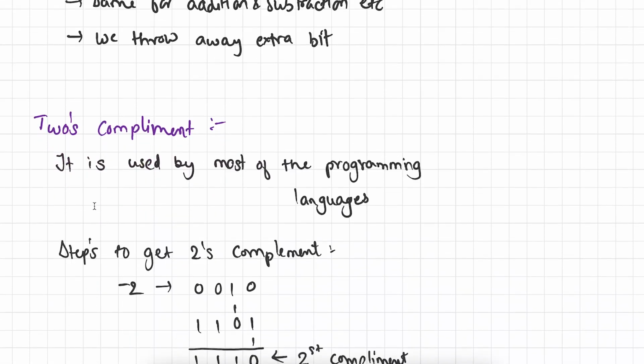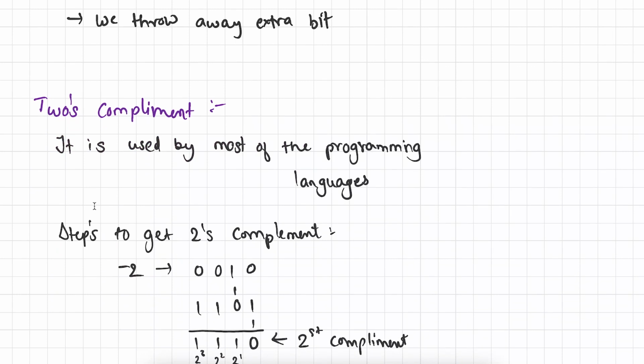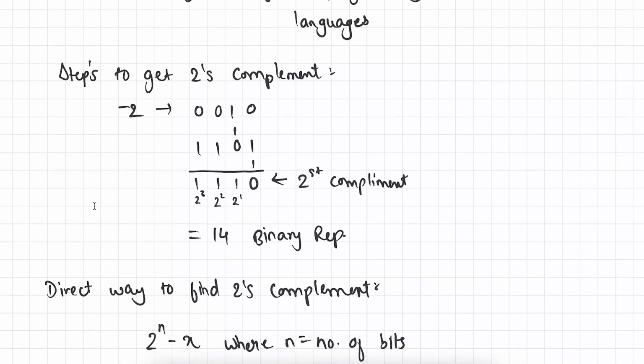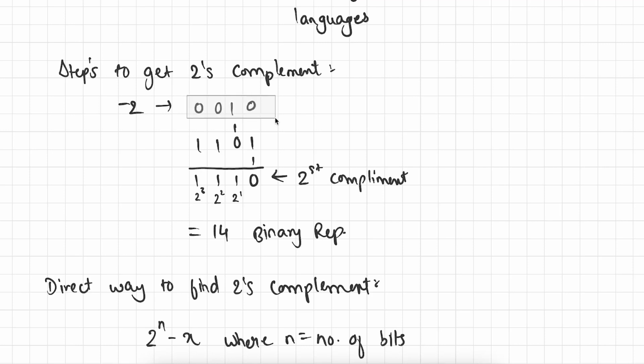So if I talk about programming languages, most of them use 2's complement to store negative numbers, okay? And the steps to get the 2's complement are simple. First write the binary representation of a number, then invert all the 1's to zeros and zeros to 1's, and finally add 1 to it. So we get our 2's complement.